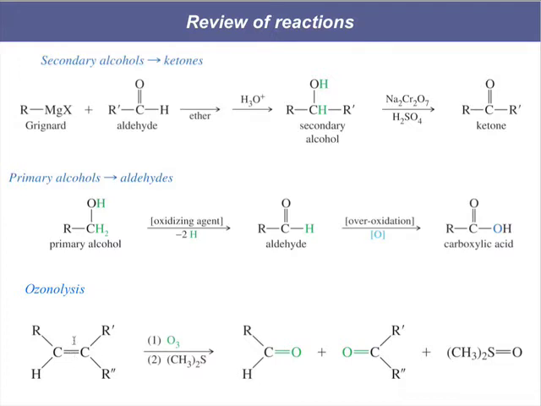In the case that you have a carbon that has a hydrogen on it in our alkene, that carbon will be split off into an aldehyde. Ozonolysis specifically was the oxidizing agent that would cleave the double bond but not oxidize the hydrogen to an oxygen. That's another way to get aldehydes, is by cleaving a double bond by ozonolysis.